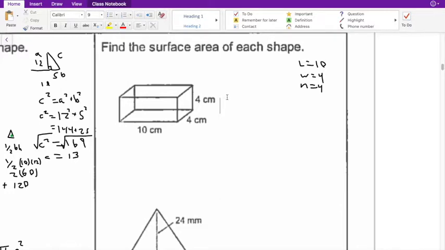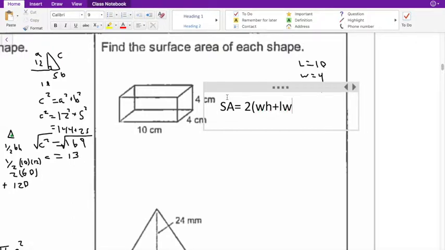Surface area is going to equal 2 times width height plus length width plus length height. So what you're pretty much doing is you're taking this side, and the bottom, and you're going to times by 2, because this side has a partner on the back side, this part has a partner on the other end, the bottom has a partner up top.